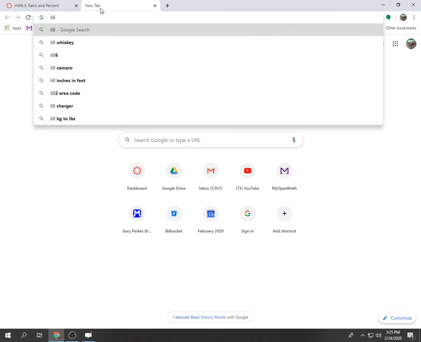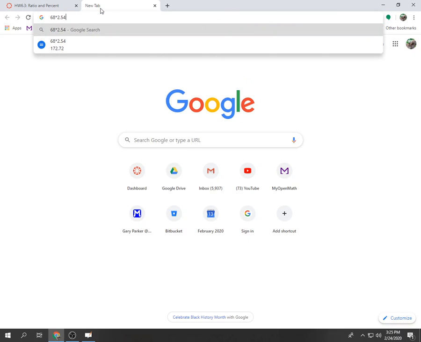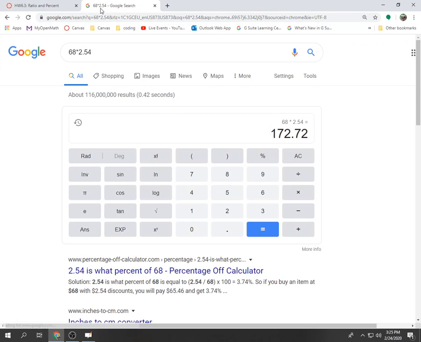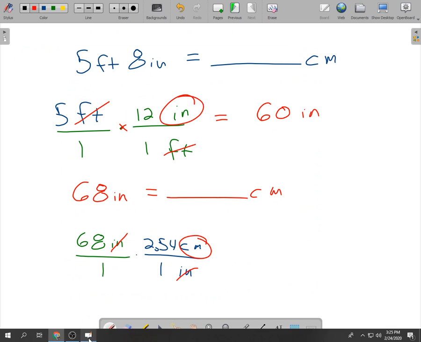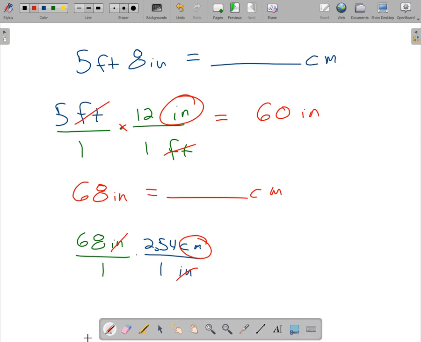So Google, what is 68 times 2.54? Google says it is 172.72, and let's just go to the nearest whole centimeter and call it 173. So I'm going to say this is approximately equal to 173 centimeters.